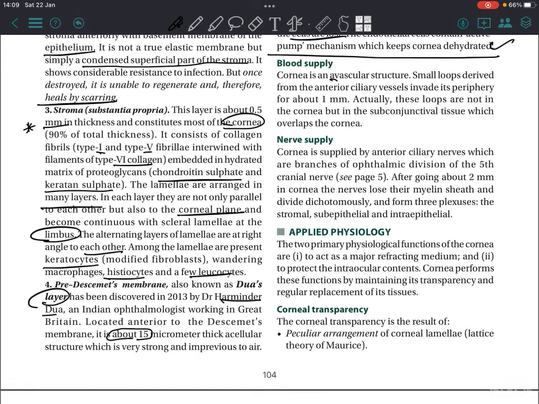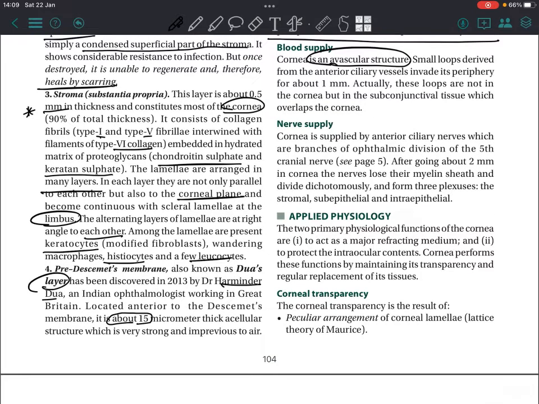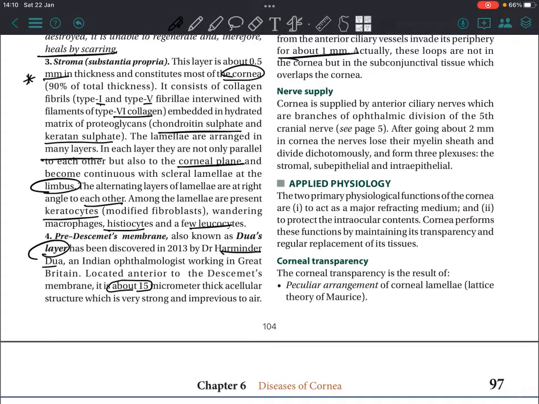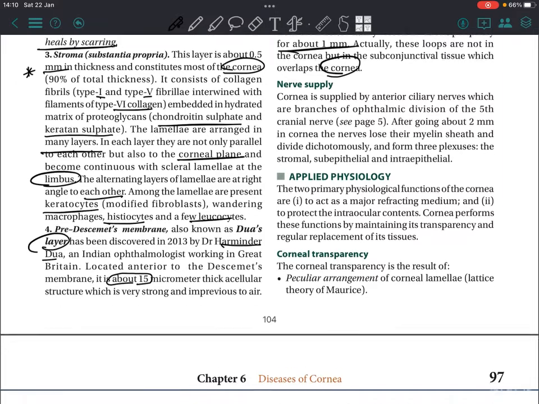Blood supply. The cornea is an avascular structure. Small loops derived from the anterior ciliary vessels invade its periphery for about 1 mm. Actually, these loops are not in the cornea but in the subconjunctival tissue at the limbal area, which overlaps the cornea.